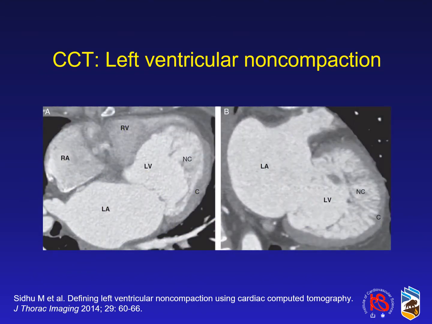These are representative CT images in their patient population where one can again clearly see, in particular on the right, the ratio of the non-compacted to compacted myocardium that is suggestive of LV non-compaction.